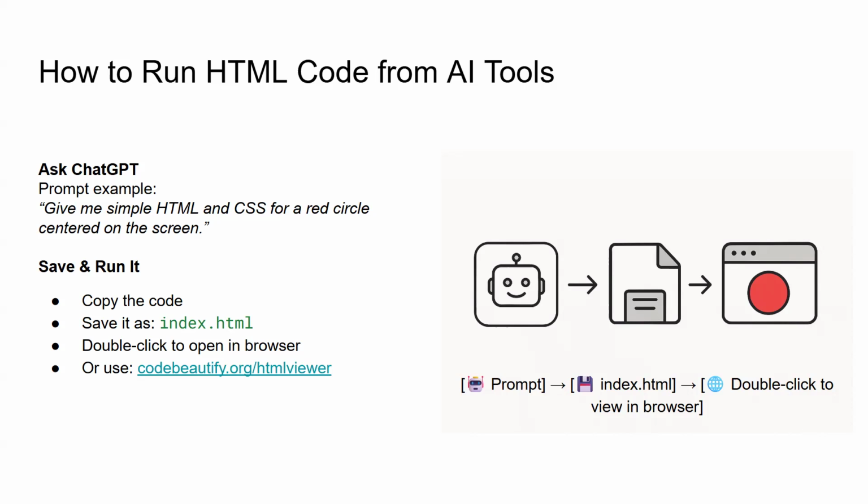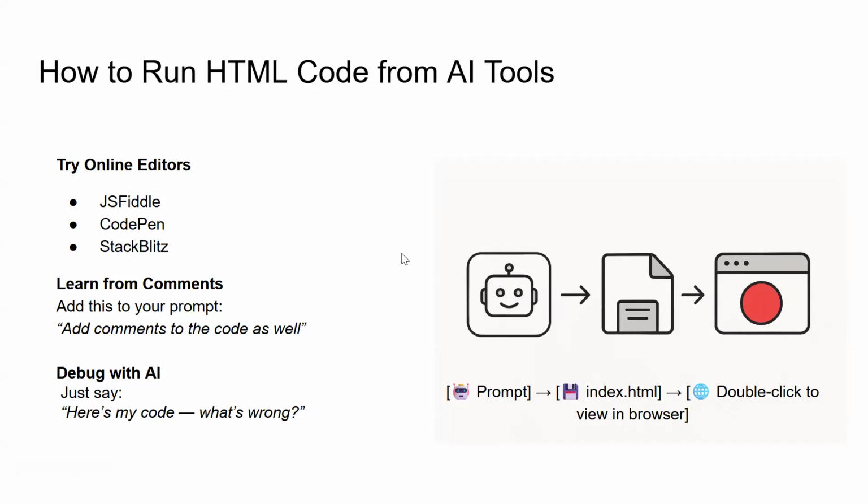Or you can, as we showed before, use Code Beauty or another online website so that you can easily visualize it. So the whole idea is you get the prompt, you save it, as you can see on the right hand side, then you double click on it. Other online editors would be, for instance, JS Fiddle or CodePen or StackBlitz. You probably can find others. They work with quite similar ideas. They might have just one area where you can put all your HTML, or you can put separate files for HTML, CSS, or JavaScript, for instance.